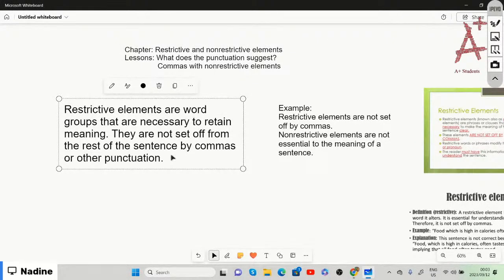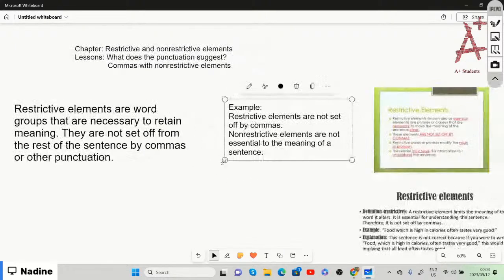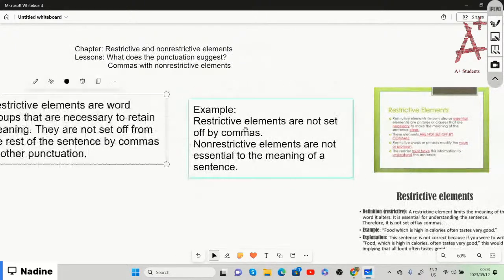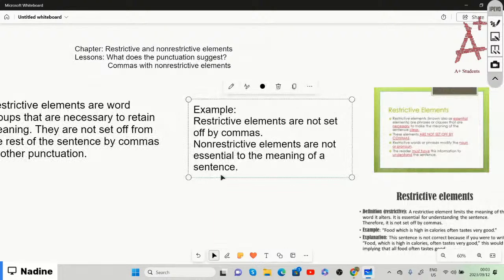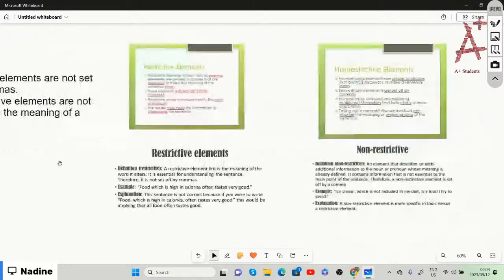And we are now going to find out what the difference is between restrictive elements as well as non-restrictive elements, right? Restrictive elements are not set off by any commas. And then we have non-restrictive elements that are not essential to the meaning of the sentence, right? So now we're going to go deeper into what restrictive or non-restrictive elements are.